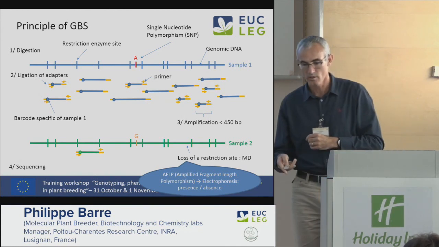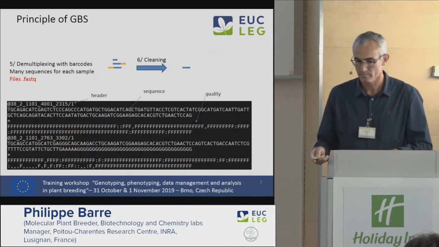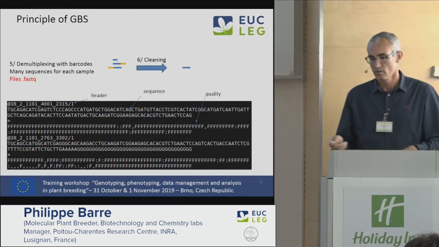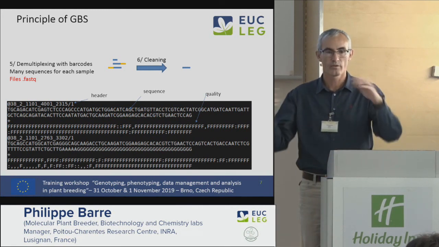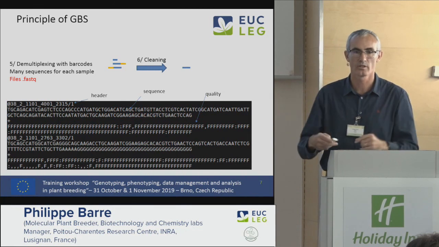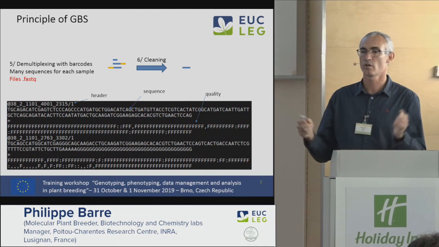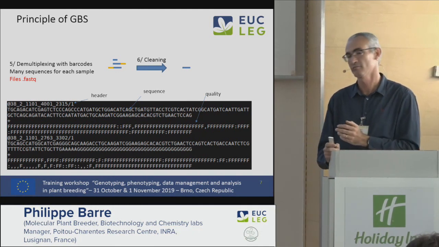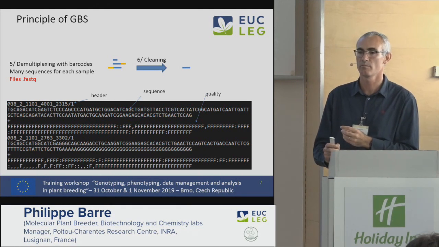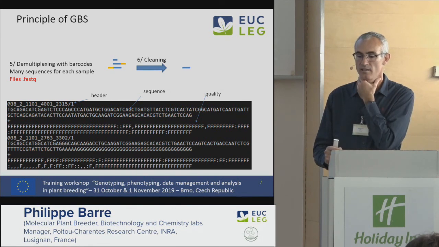So the fourth step is sequencing. Before sequencing, you put everything together, all the samples together. Then you do the sequencing, and now you have a bunch of sequences, a lot, like, I don't know, several million short reads. And okay, it's a big file.